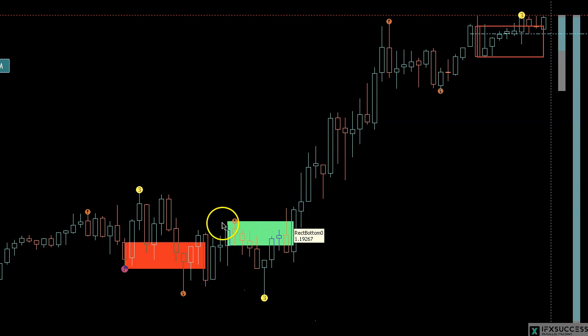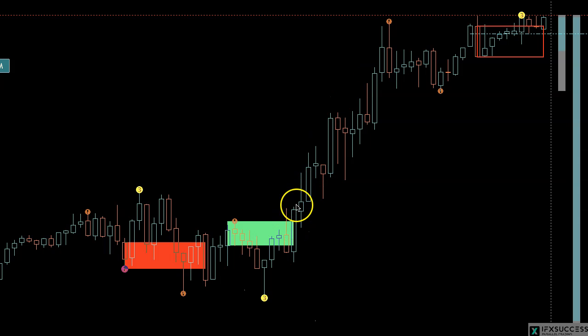So right over here, the market made a new low, it would take in the last bullish candle. When the market is going down, it will take the last bullish candle when the market made a new low, and then the opposite when it's going higher.